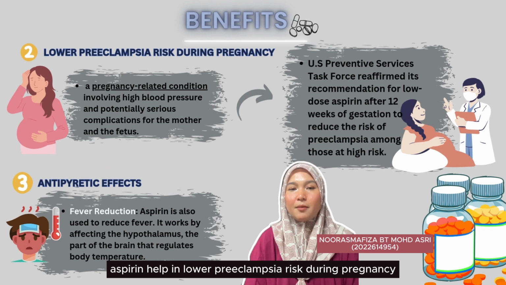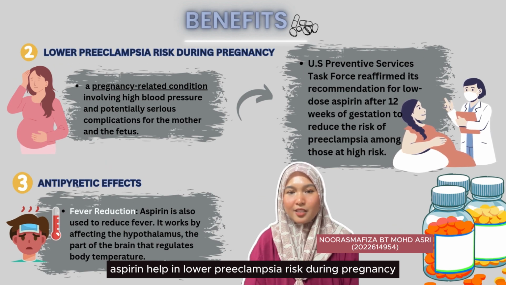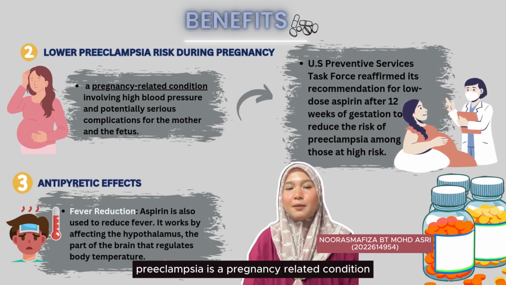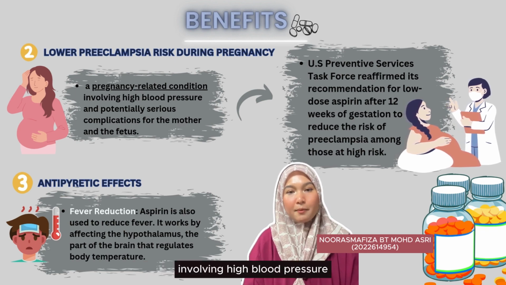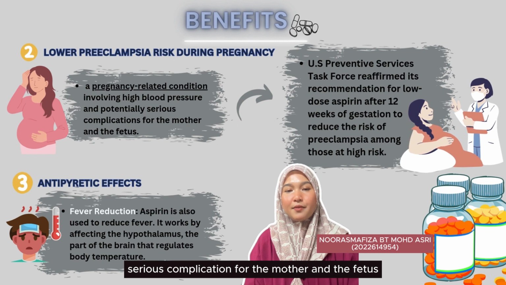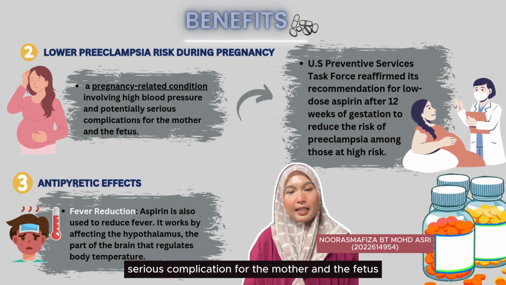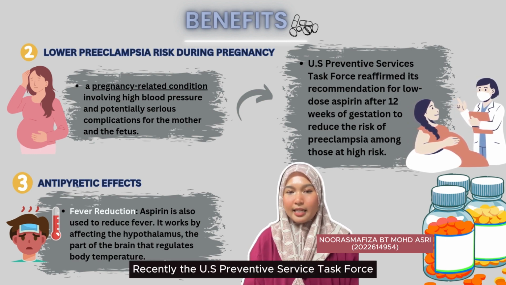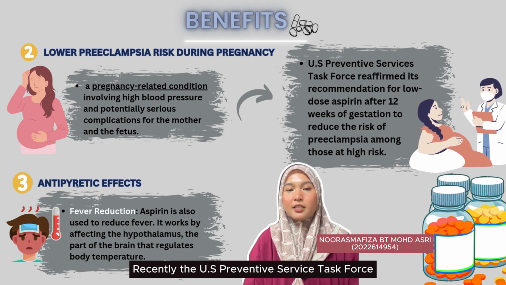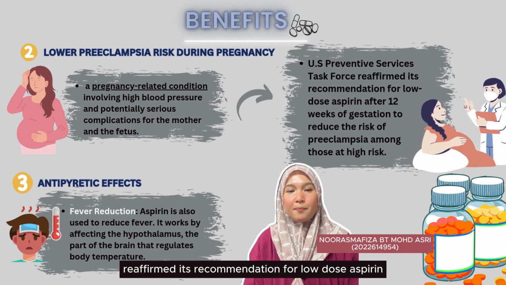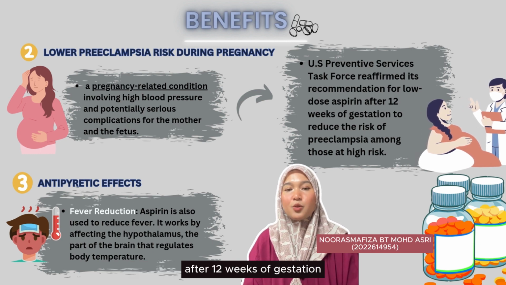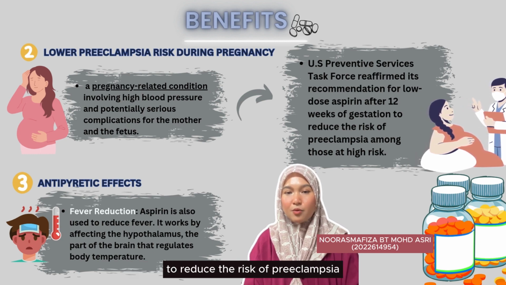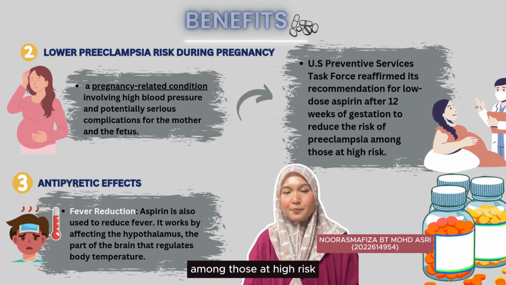Secondly, aspirin helps lower preeclampsia risk during pregnancy. Preeclampsia is a pregnancy-related condition involving high blood pressure and potentially serious complications for the mother and the fetus. Recently, the U.S. Preventive Services Task Force reaffirmed its recommendation for low-dose aspirin after 12 weeks of gestation to reduce the risk of preeclampsia among those at high risk.